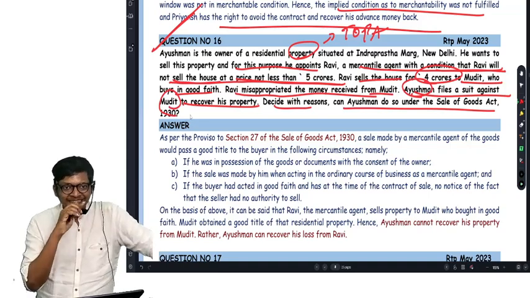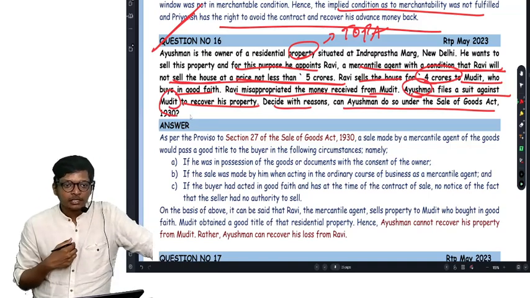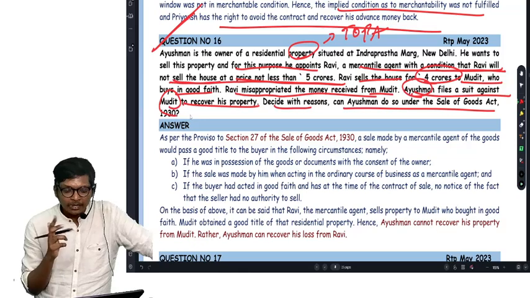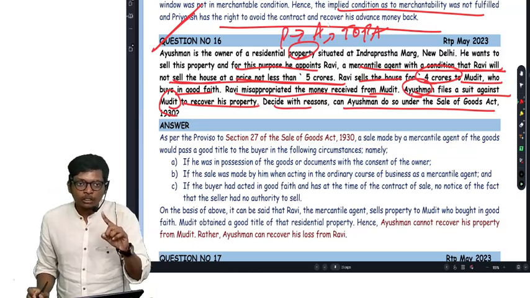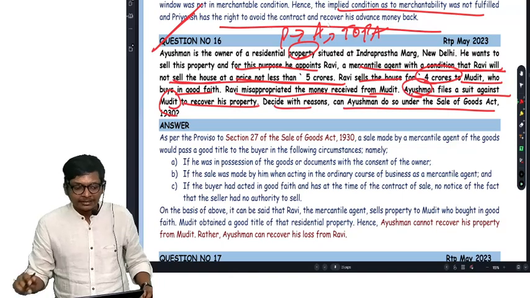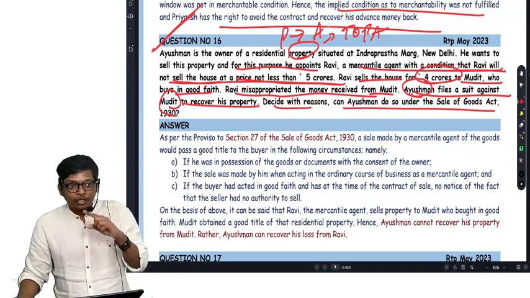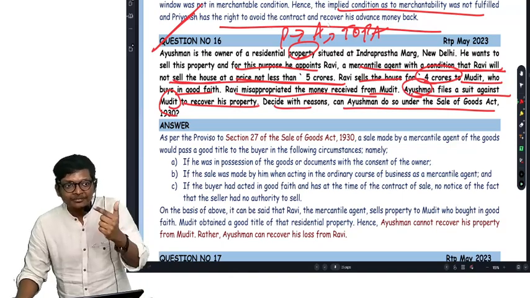Two things. Is the sale valid? Yes, because an agent can transfer ownership. However, here the principal can recover damages from the agent on the 1 crore plus whatever money he has lost. This we saw in detail in agency. Because agency we have done, this becomes easy.